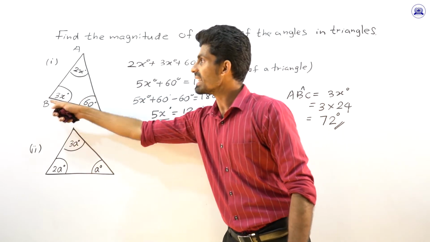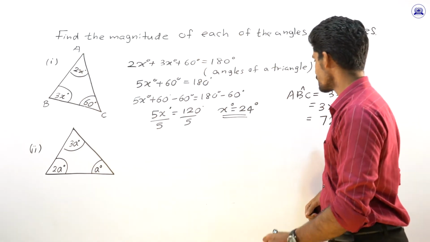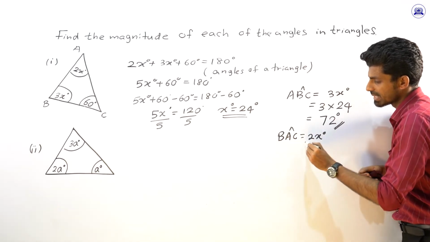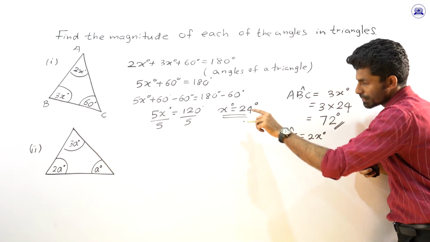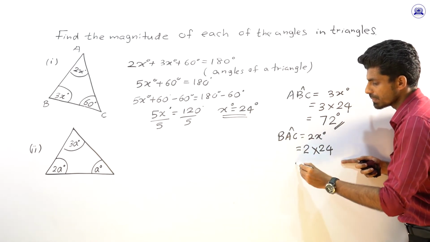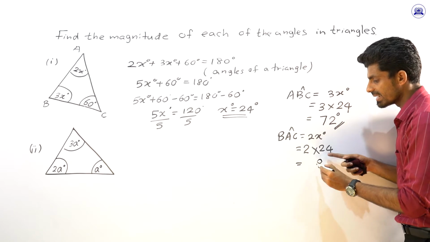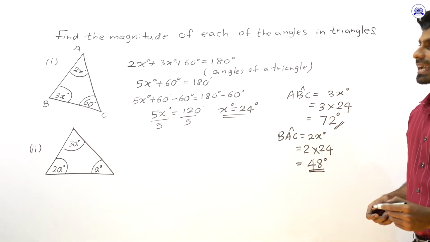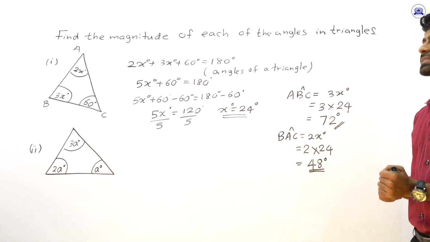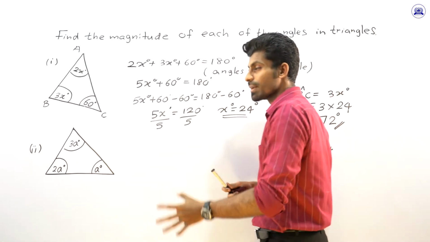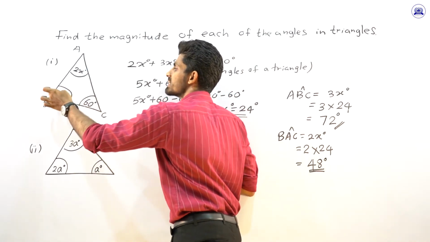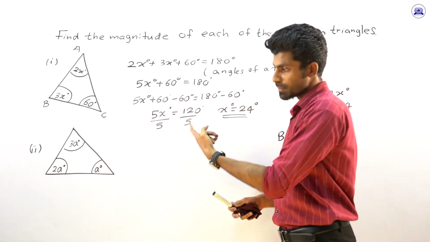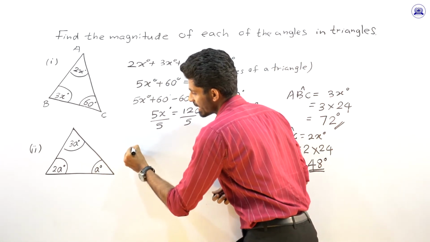Let's see this one. BAC equals 2x. 2x means 2 into 24. 2 into 4 is 8, 2 into 2 is 4. That is the angle. So we need to find the angles in the triangle also. What is the one and only equation we have used? 2x plus 3x plus 60 equals 180. That's all. Shall we move to the next one?